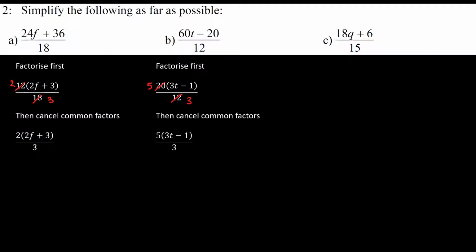In C, we have 18 and 6, so we can take out a 6. And that's what we're left with in the brackets, over 15. And then we need to cancel the common factors. With 6 and 15, that's going to be a 3. There are 2 3s in 6, and there are 5 3s in 15. So that gives us our finished answer.